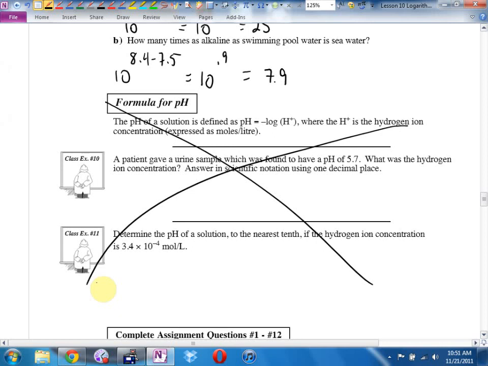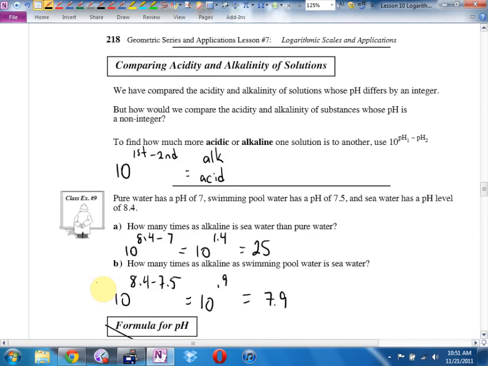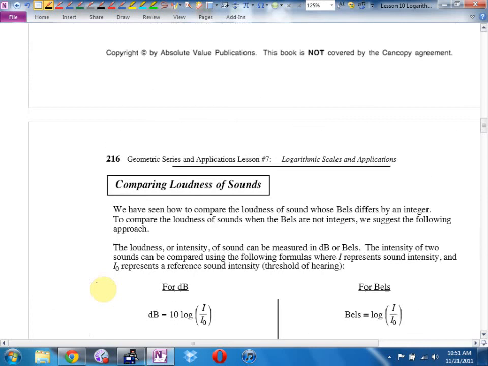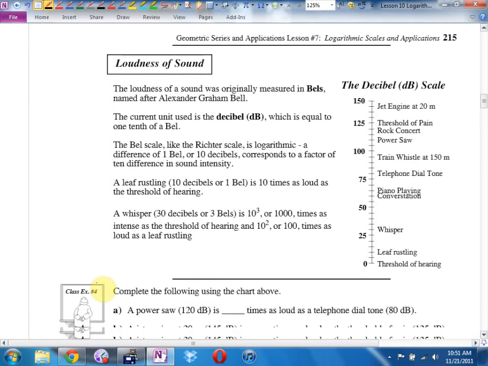Can you turn back, please, to page 215? Loudness of sound, the decibel scale. The loudness of sound was originally measured in bels, named after a Canadian named Alexander Graham Bell. You may have heard of him. He invented the telephone.